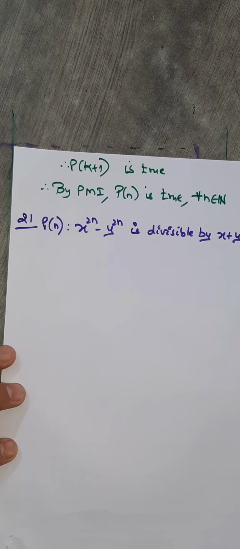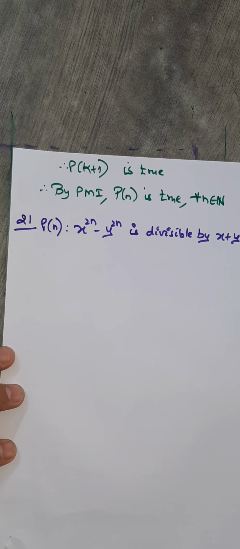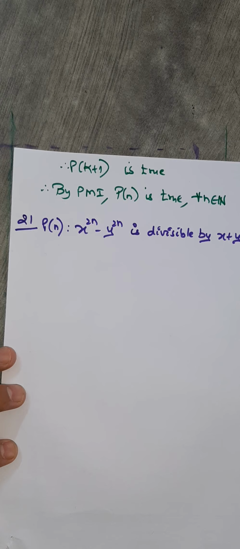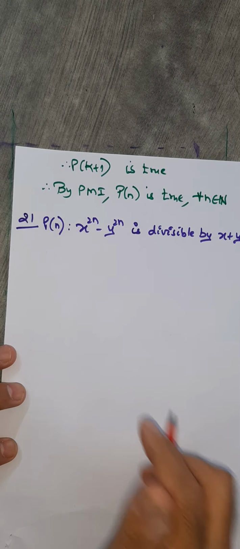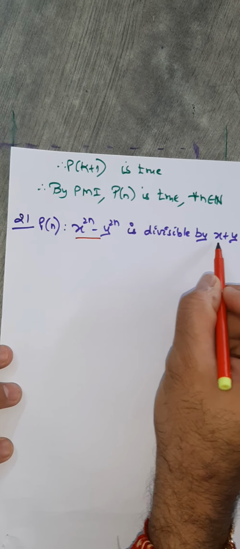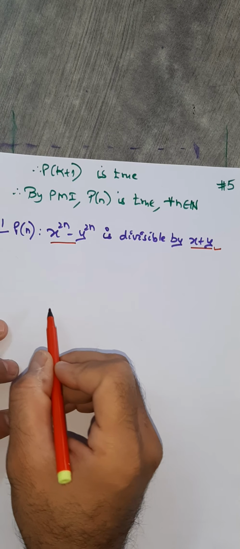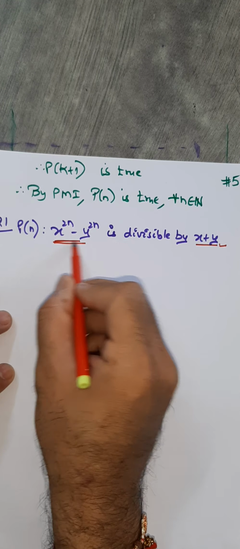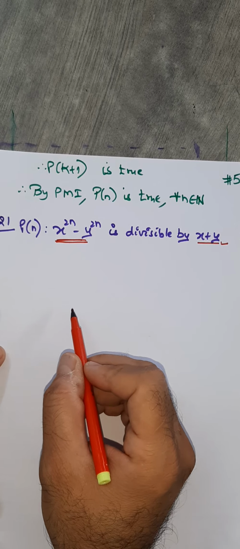Question number 21. X raised to 2n minus y raised to 2n is divisible by x plus y. That means this is a multiple of x plus y. Divisible by x plus y means this expression is a multiple of x plus y.